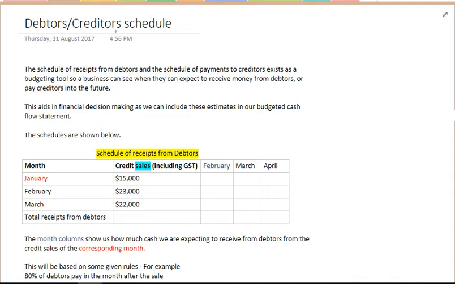Part of budgeting is our debtors and creditors schedule. We need to know when we can expect in the future our debtors to pay, and we need to know when we expect that we will pay our creditors.